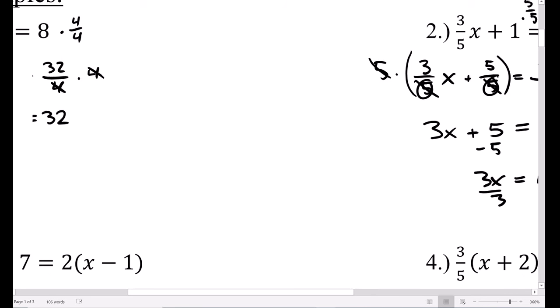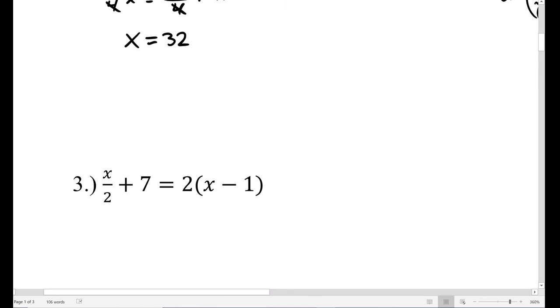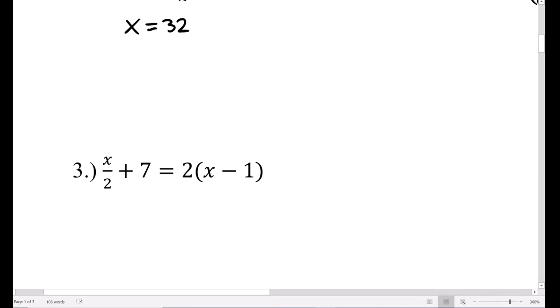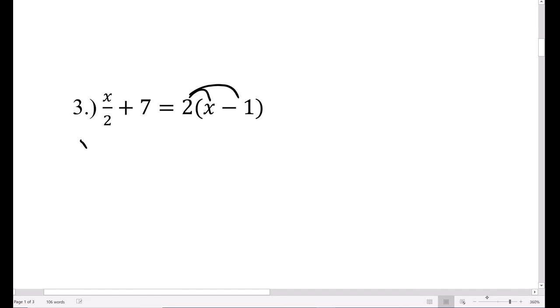I'll do a couple more examples. This one we have x/2 plus 7 is equal to 2 times the quantity x minus 1. So the first thing I'm going to do is distribute that 2 and rewrite my equation as x/2 plus 7 is equal to 2x minus 2. Now this is just like our previous examples.